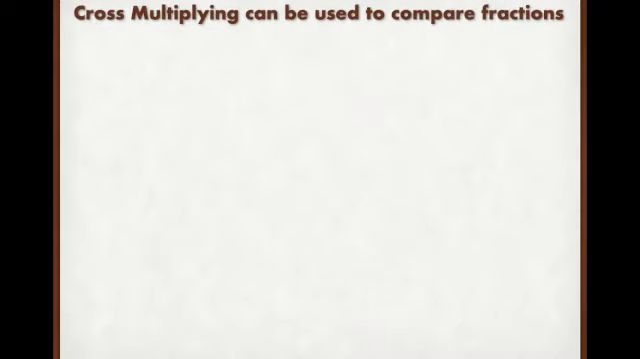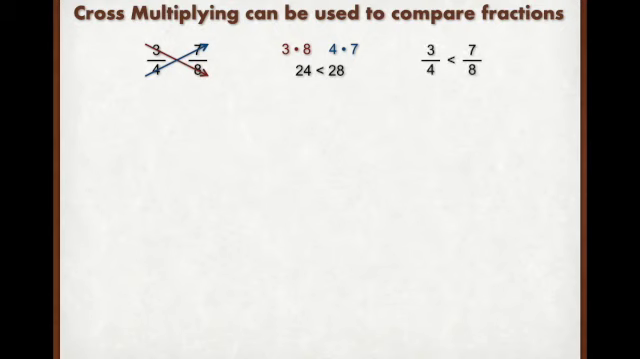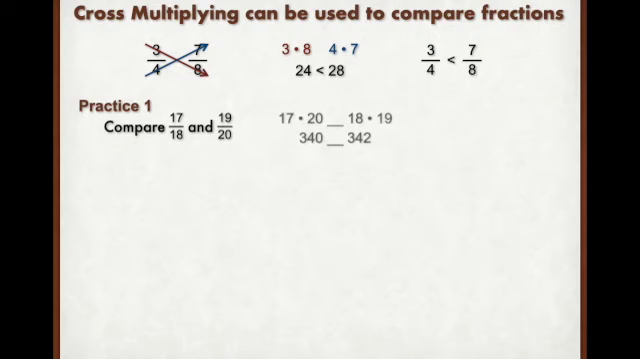Now we move into cross multiplying for comparing fractions. Remember, cross multiplying is 3 times 8 and 4 times 7. Okay, we have 24 is less than 28. So we can compare fractions by less than, greater than, or equal to. Go ahead, pause this, see if you can figure out the comparison.